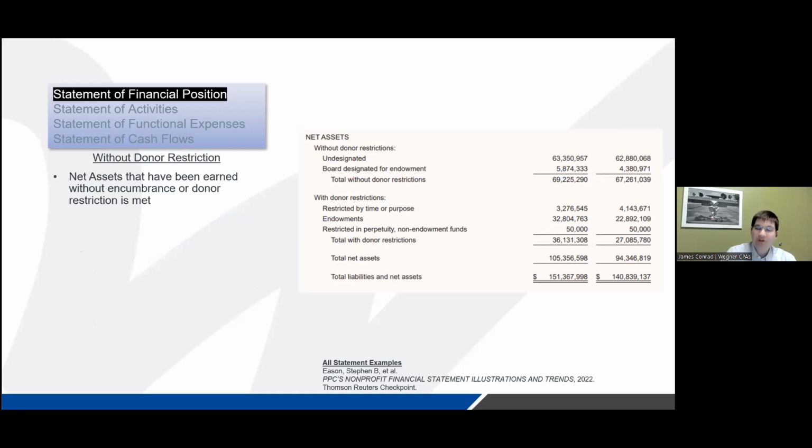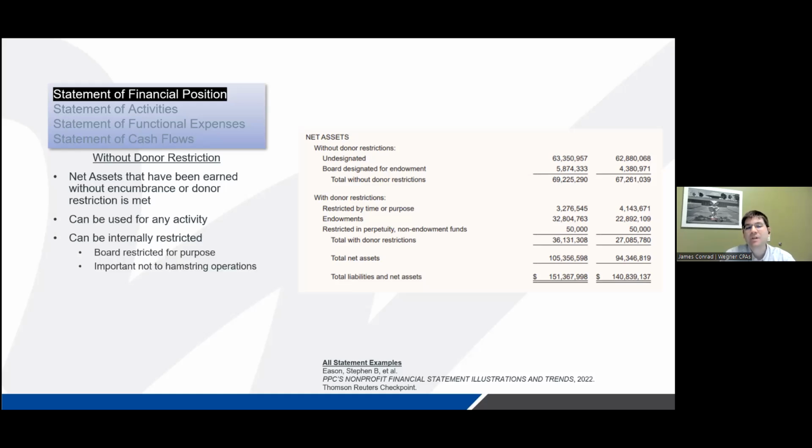All right, so without donor restriction. Net assets that have been earned without encumbrance, or the donor restriction that you originally had, either purpose or time, it was fulfilled, and now it's without donor restriction. You earned it. These net assets can be used for any activity, used for operation. It's your surplus, more or less.